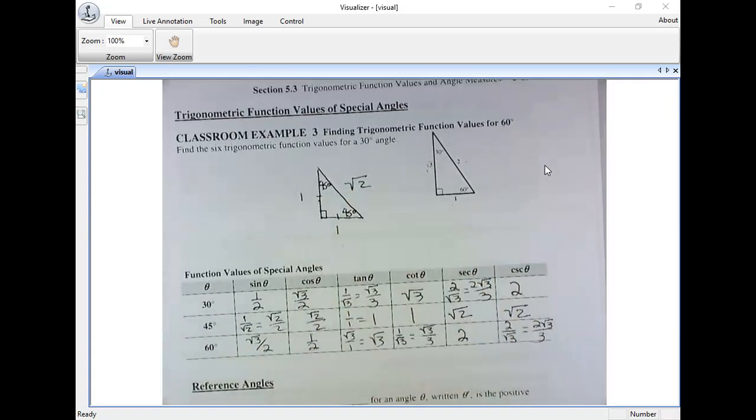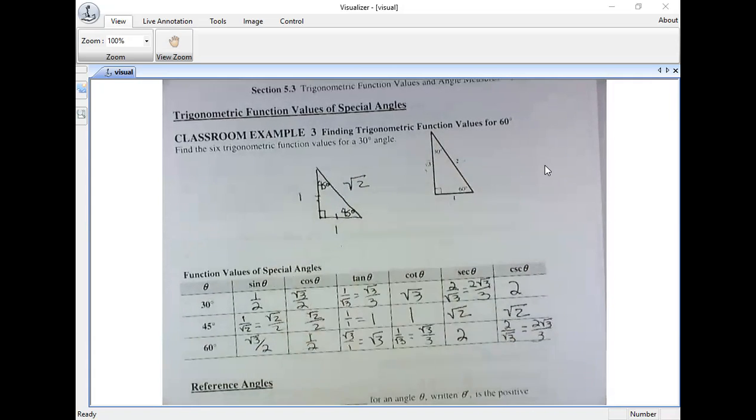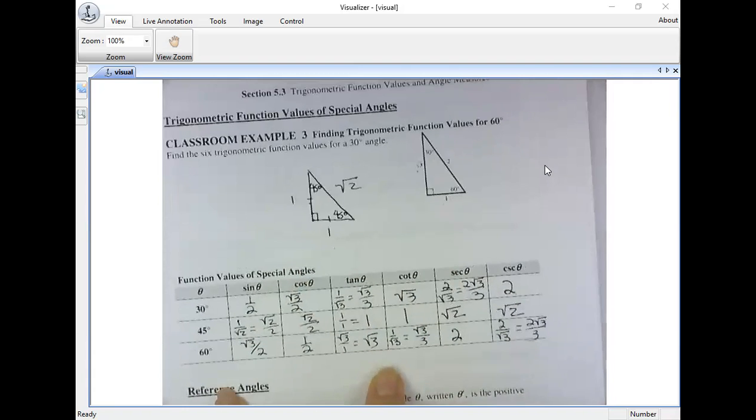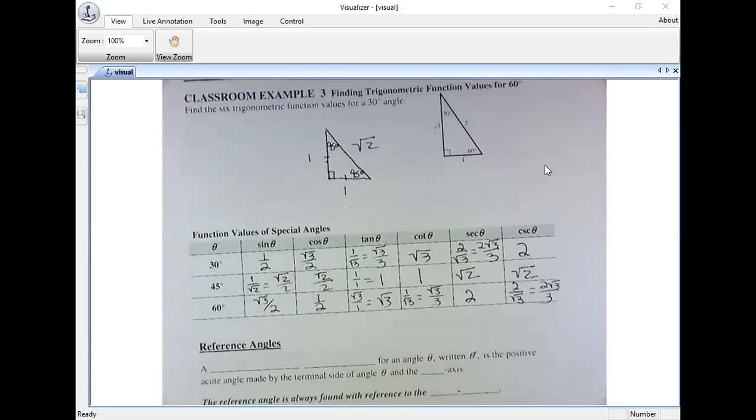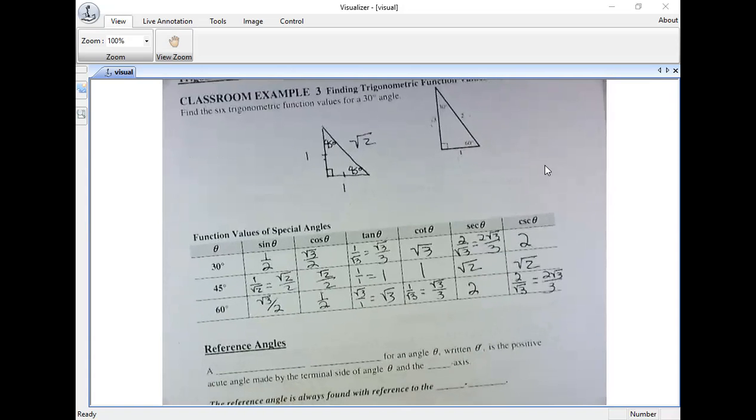I would encourage you, know how to sketch them out, label these sides, and then anytime you are asked to supply any trig ratio on a special right triangle, you'll know how to find it just from the triangle. I would draw that instead of filling out a table, personally. But we at least have covered where they came from. So let's talk a bit about reference angles.